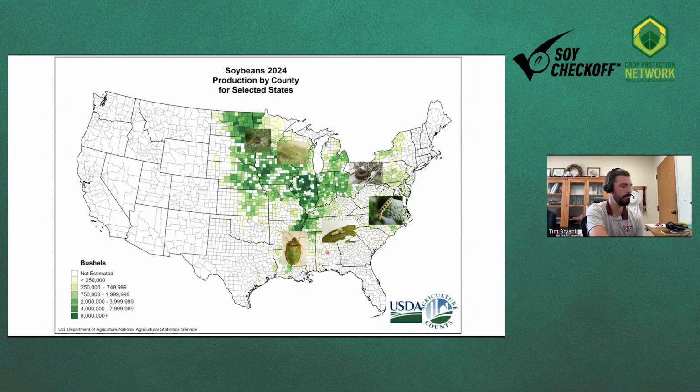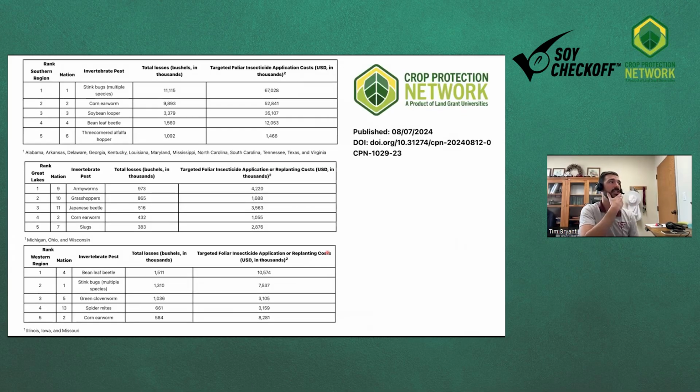So again, there's extension specialists in every one of these states, and they're all kind of dealing with different issues. And that's clearly demonstrated here, in this publication from the Crop Protection Network. So extension specialists from a number of different states contribute to this, and it's kind of categorized by region. So you have the southern region here at the top, Michigan, Ohio, Wisconsin here in the middle, and then Illinois, Iowa, and Missouri down here at the bottom.